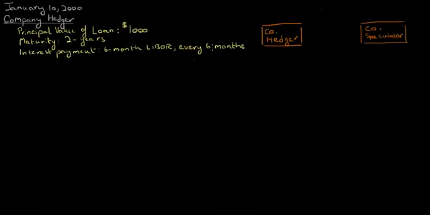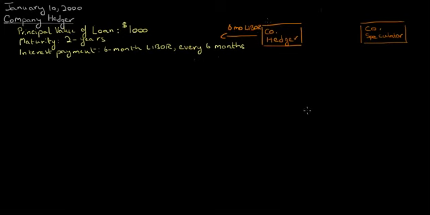Every 6 months, company hedger pays interest on this loan based on 6-month LIBOR. LIBOR stands for London Interbank Offer Rate and broadly speaking is the rate at which banks lend to other banks. So essentially it's a variable rate benchmark. Company hedger has a $1,000 loan on which it pays 6-month LIBOR.